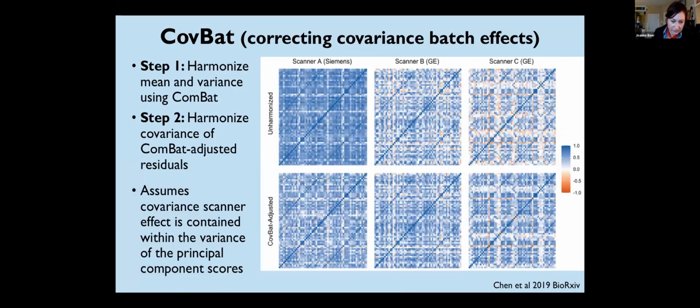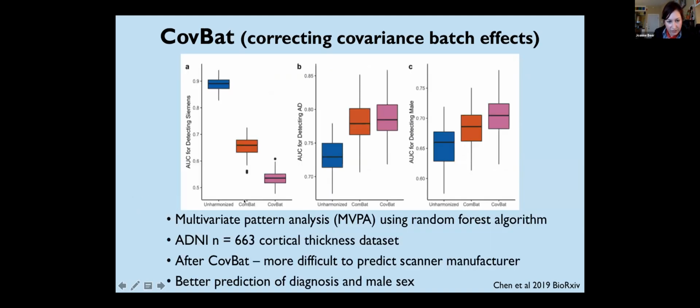And then this ComBat assumes the covariance scanner effect is contained within the variance of the principal component scores. So he found that even if you do ComBat, you can still detect the scanner manufacturer, but after ComBat, it's less able to detect that, and also better able to detect diagnosis and sex.